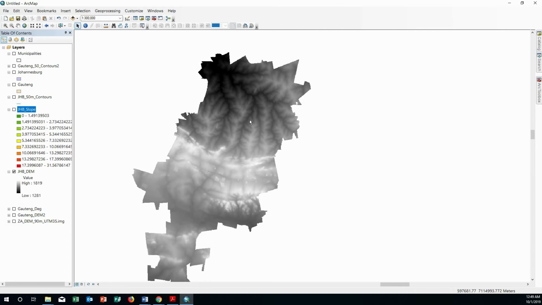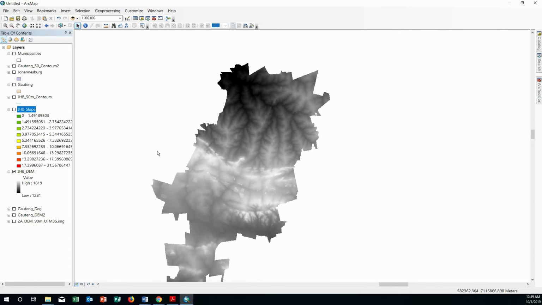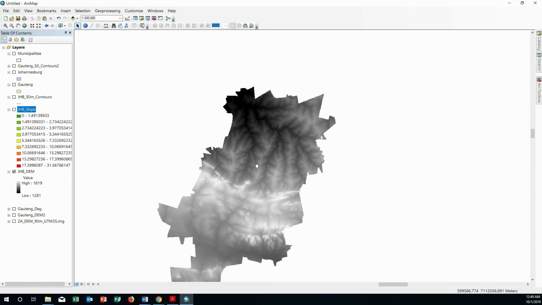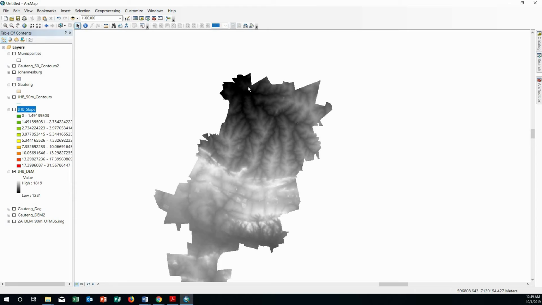Just by looking at the digital elevation model. What you notice, if you go back to the beginning of the lesson, is that the DEM shows areas of different elevation. So the lowest point, which is black, is 1,281 meters above sea level, while the highest point is 1,890 meters above sea level. The lowest point in Johannesburg is particularly in the northwestern quadrant of Johannesburg. These particular areas.